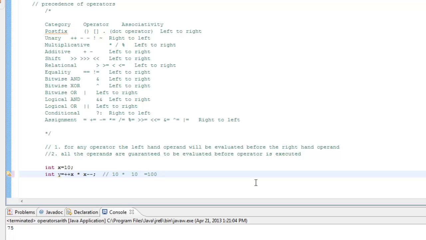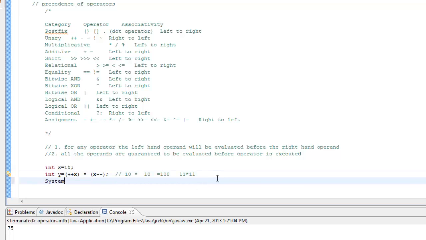However, for Java it is evaluated as the left hand operand, which is this, multiplied by the right hand operand. So for the operator multiply, this is the left hand operand, so this will be evaluated prior to this. So plus plus x will mean 11, and this will be multiplied by again 11, and the result will come out to be 121 rather than 100. So I just print this.